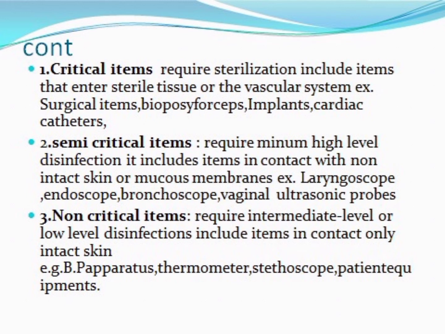So what are the critical items? Critical items require sterilization. They include items that enter sterile tissue or the vascular system, for example surgical items, biopsy forceps, implants, cardiac catheters. These critical items must be washed. First the cleaning process has to be performed, and after that disinfection. Finally this has to be sterilized because this will enter the sterile tissue or vascular system. So all critical items should be sterilized properly.